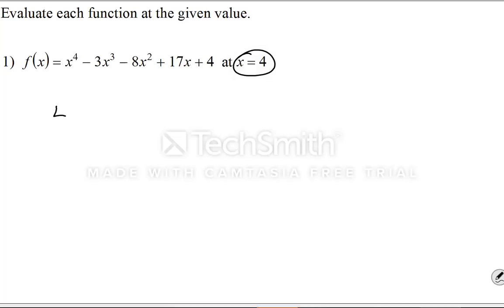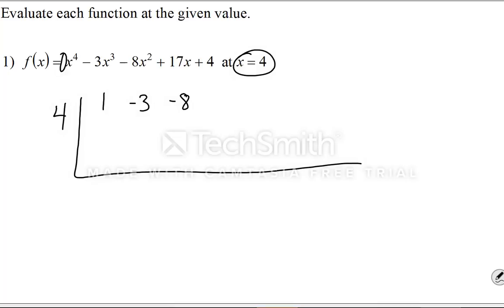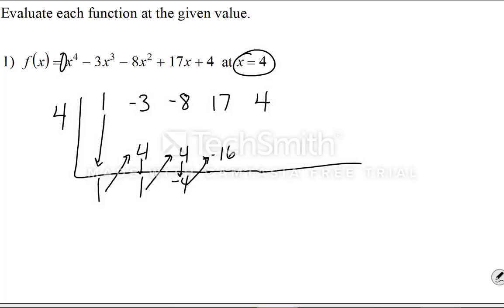We're going to take that 4 on the outside of that box, just like synthetic division, same box, and we're going to take the values of the coefficients the same way. So that's a 1, that's a -3, -8, 17, and 4. And we're going to be using the same method, synthetic division. I'm going to be dropping the first one like it's hot. I'm going to be multiplying and I get 4. I'm going to add and I get 1, multiply to get 4, add to get -4, multiply to get -16, add to get 1, multiply to get 4, add to get 8.